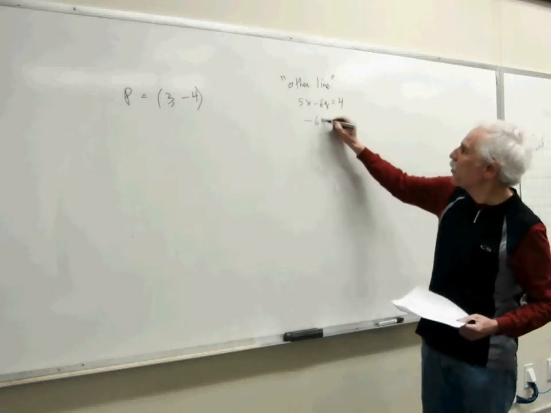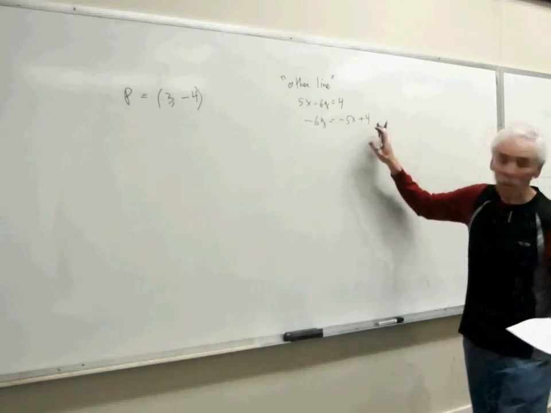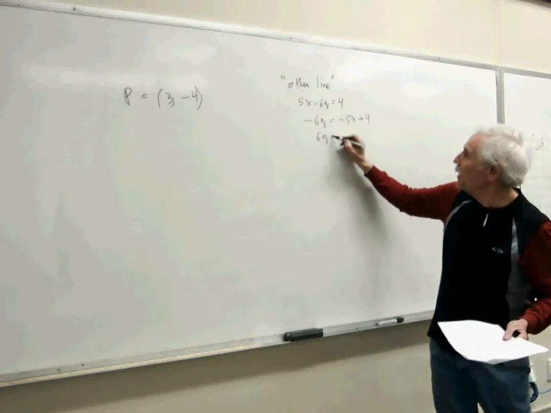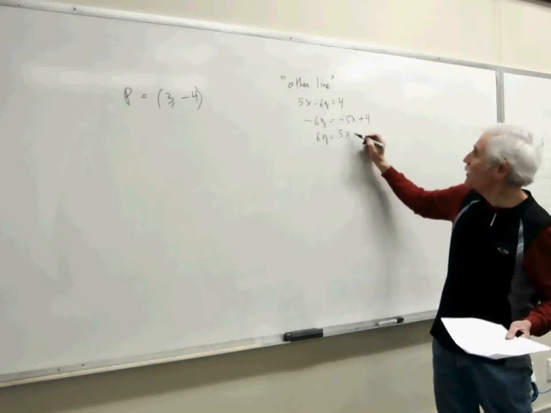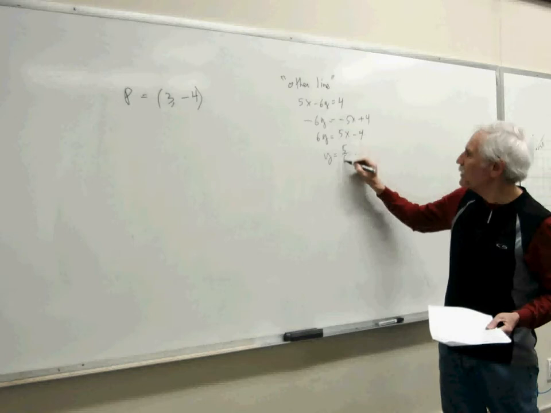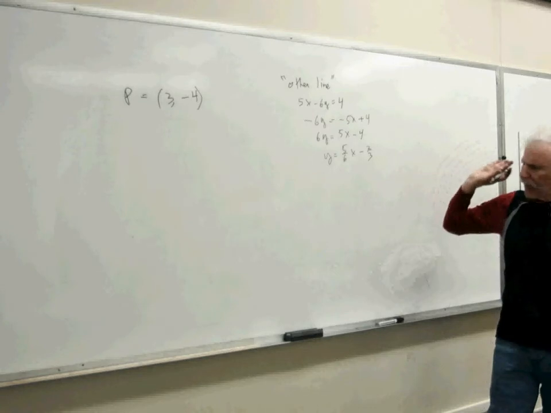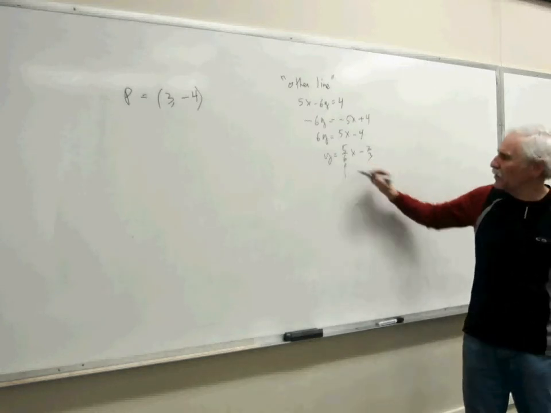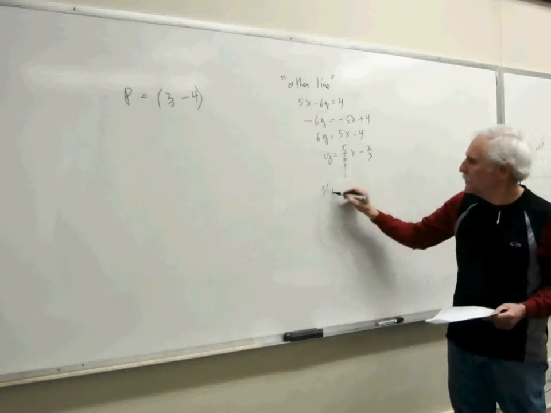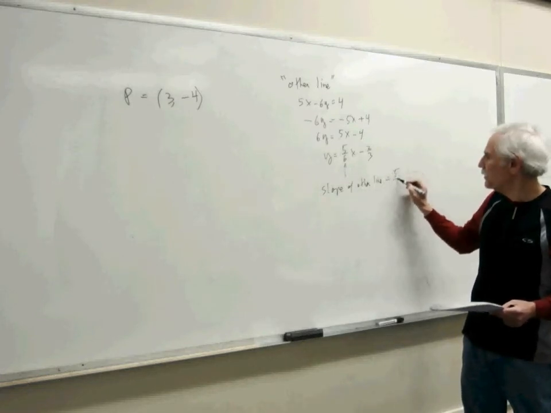So minus 6y equals minus 5x plus 4. Could care less about the 4, by the way. Don't care about this intercept. I'm just going for slopes. So 6y is equal to 5x minus 4. So y is equal to 5/6 x minus 2/3. Again, I have no interest in this intercept. This is what I'm looking for: the slope of the other line. Slope of other line is 5/6. Right?